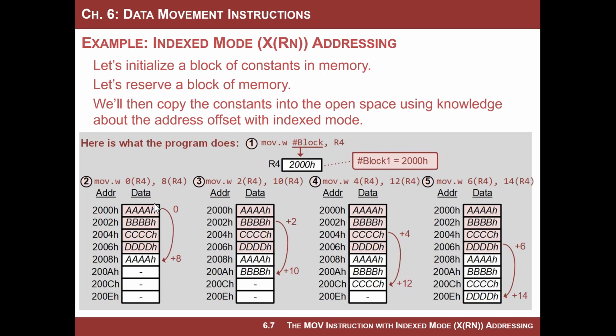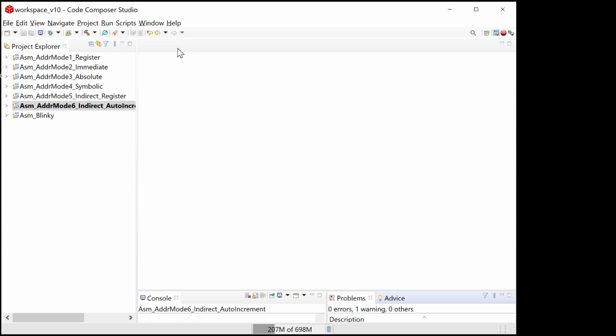So here's what we're going to do. We're going to set up these four words in memory using dot shorts, and this will be in data memory. Then we will use indexed mode addressing in order to copy those four down here. And when we're done, we'll have these four copied down here. Okay, so let us begin.